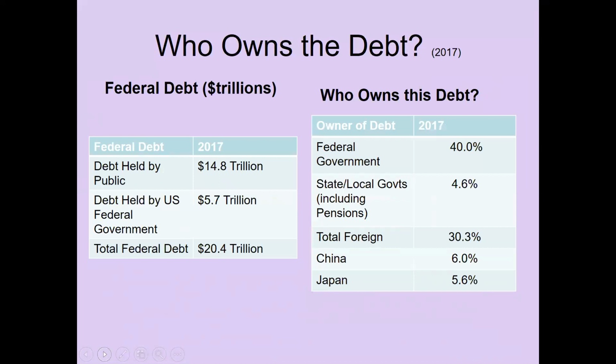As owners of the debt, the federal government owns about 40%. State and local governments, including their pension funds, own 4.6%, and 30% of the debt is held by foreign governments, 6% by China and 5.6% by Japan, and they are the two biggest by far. In sum total, something around 40% of the debt is held by people in foreign countries, including individuals.